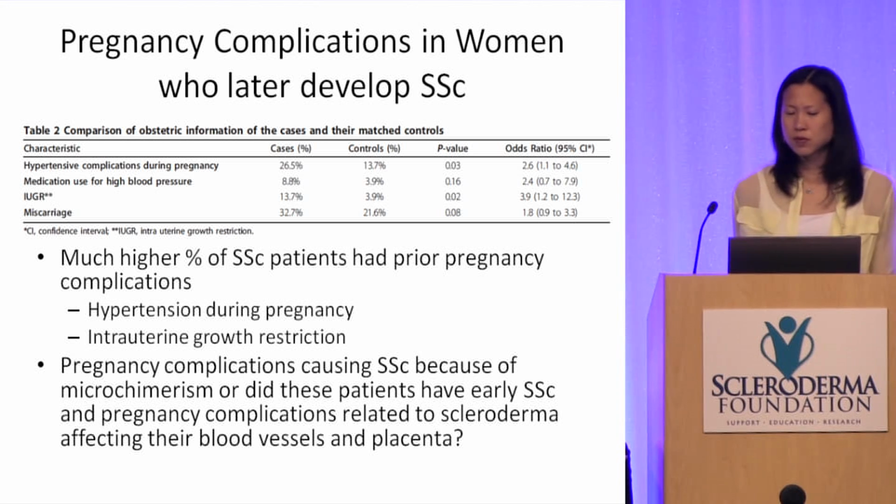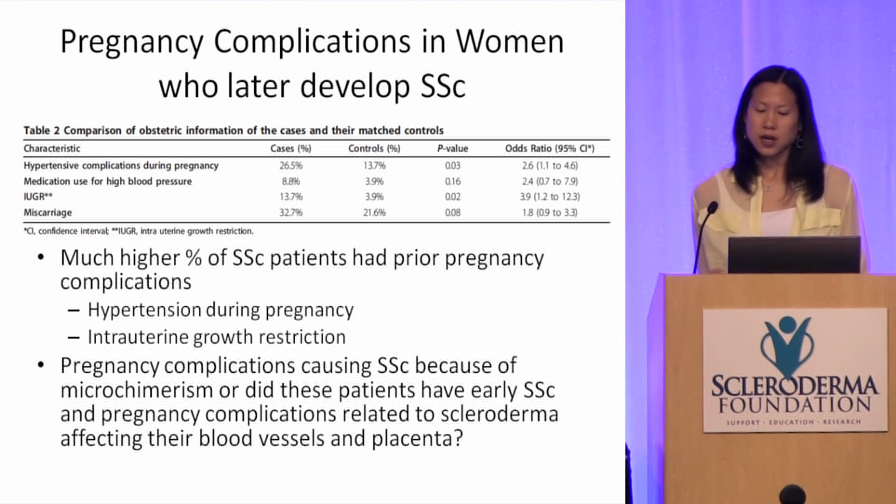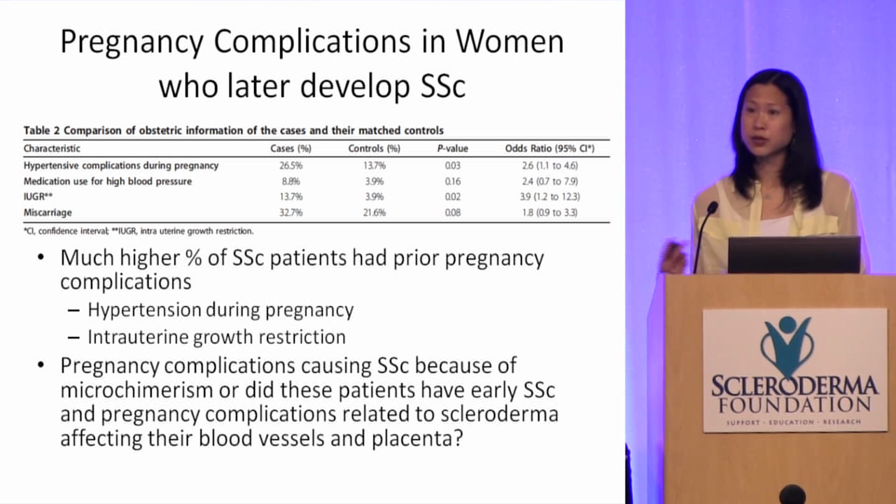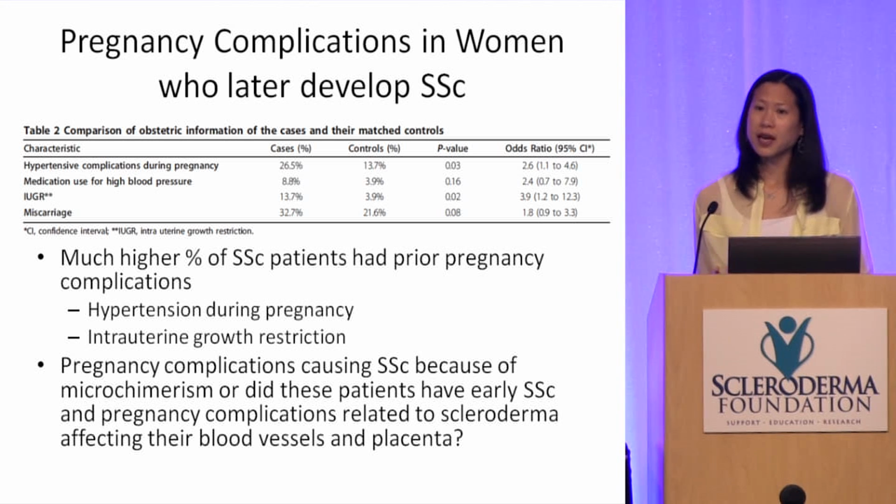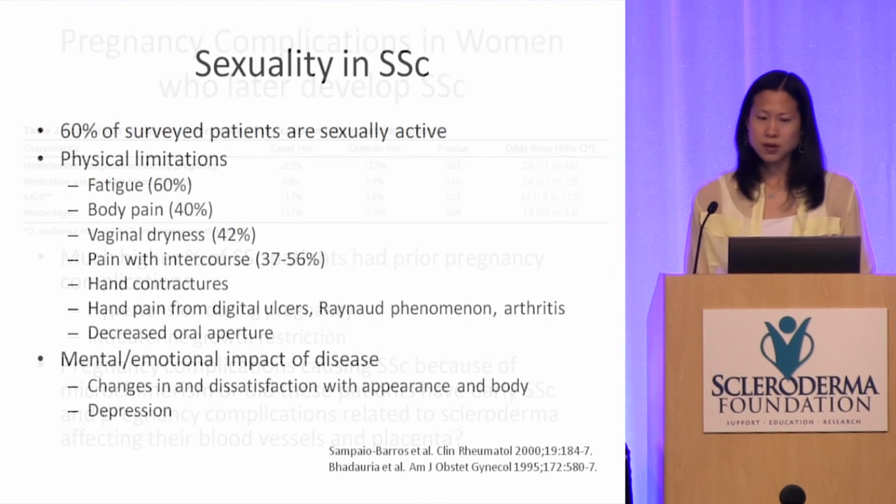So the question is, these pregnancy complications could be causing scleroderma by the transfer of more microchimeric cells due to the increased flow of fetal cells during these complications. Alternatively, it could be that these patients just really had early scleroderma and already had the effects of fibrosis on their blood vessels and in the placenta, and they were bound to develop scleroderma regardless of the microchimerism. So there are two theories that could be supported by this data.